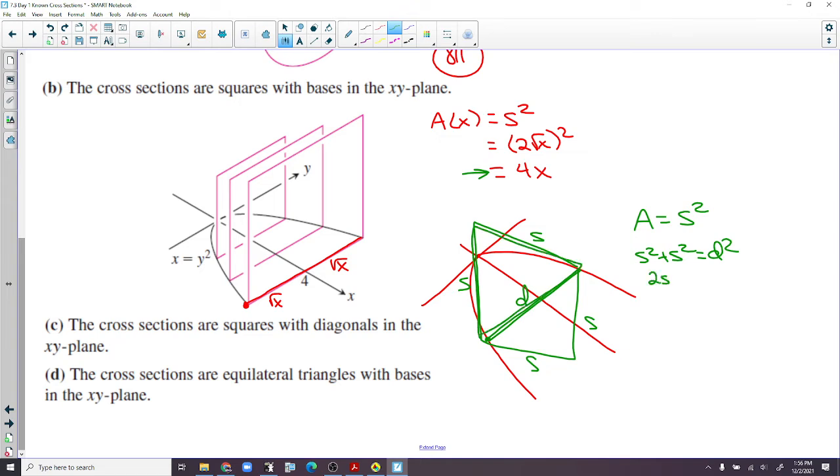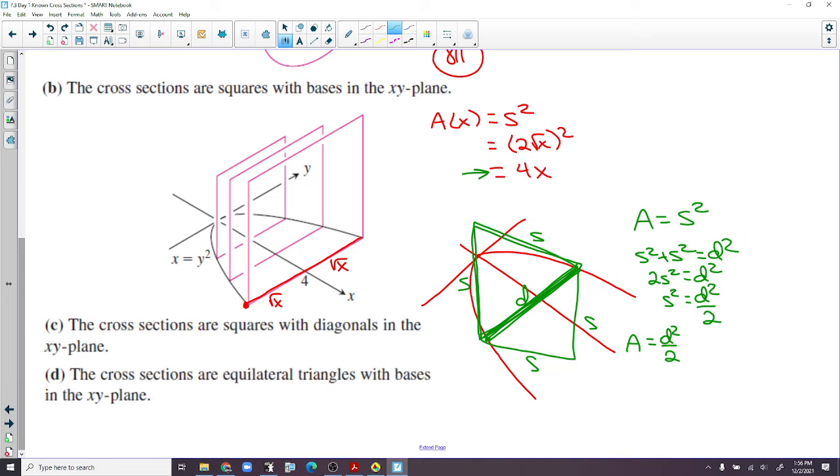So 2 sides squared is equal to the diagonal squared. So side squared is equal to diagonal squared over 2. Well, that's what we want. We want to replace side squared with the diagonal squared because that's the thing that is sitting on the XY plane. So the area, instead of side squared, I can write diagonal squared over 2. Everybody cool with that? Just Pythagorean theorem, really.